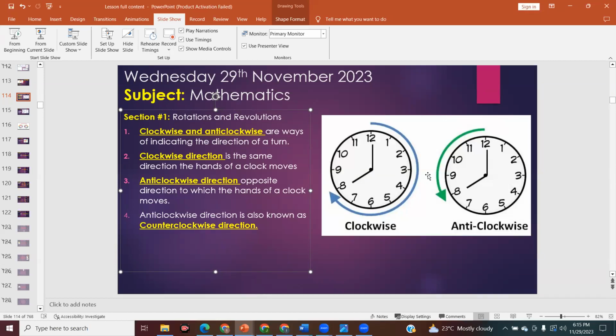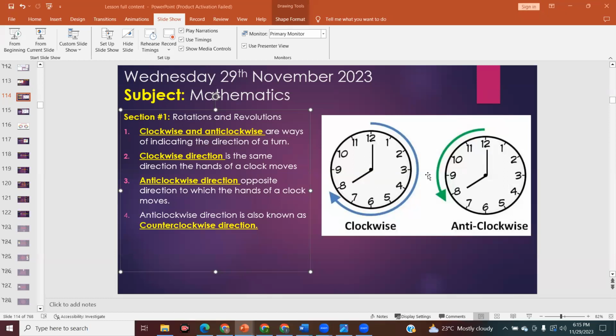Gianna, what is another word that we could use for anti-clockwise direction? Counterclockwise. And Ajani, what do we mean by counterclockwise direction? Anti-clockwise. No, my bad, wrong question. What do we mean by clockwise direction? The same direction the hands of the clock move. Very good.